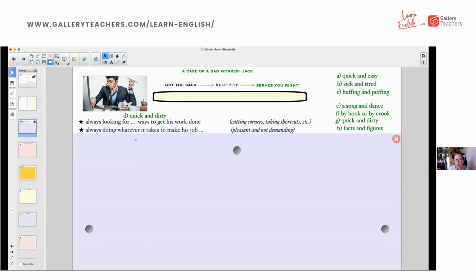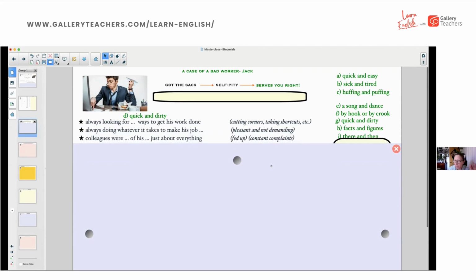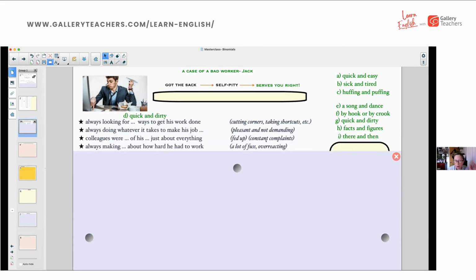Now, he was always doing whatever it takes to make his job pleasant and not demanding. What do you think? Which one? He was always doing whatever it takes, quick and easy, lovely. So he was always doing whatever it takes to make his job quick and easy, right? Pleasant. And his colleagues were absolutely fed up with this. So which one would you use here? That's it. Okay, this is a simple one. Sick and tired of his constant complaints.